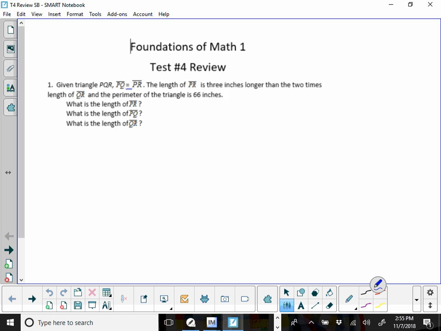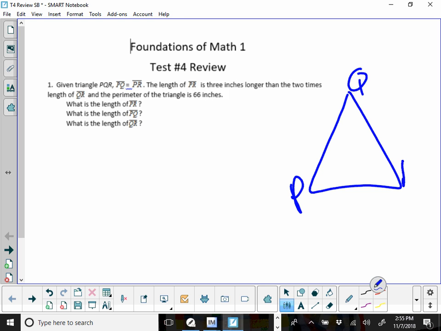We're going to start with given triangle PQR. So I'm going to draw my triangle and label P, Q, and R. All right, PQ equals PR, so there's your two equal sides. The length of PR, so this side down here, is 3 inches longer than 2 times QR. That means you don't know what QR is. Remember, whatever comes after the than, that's your X.